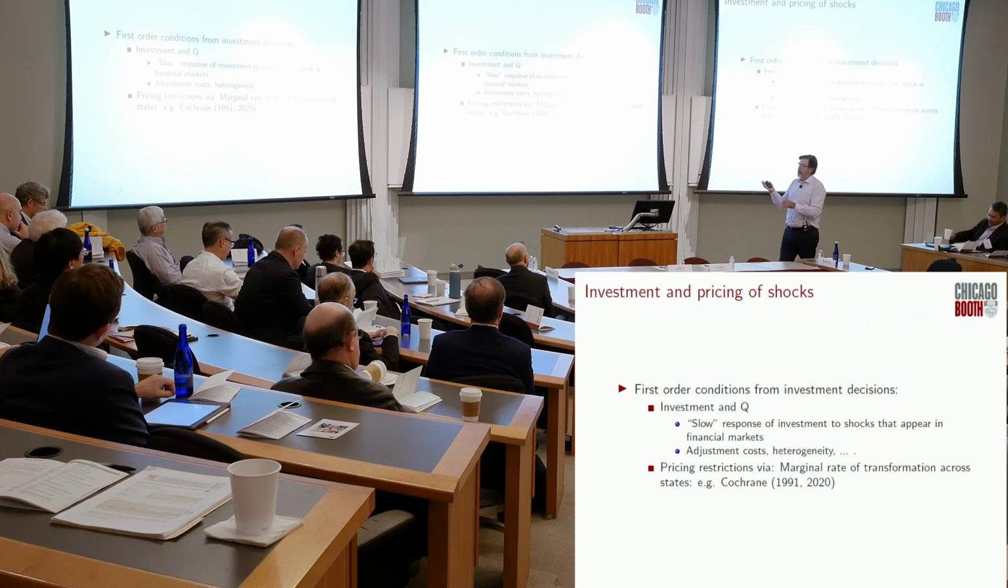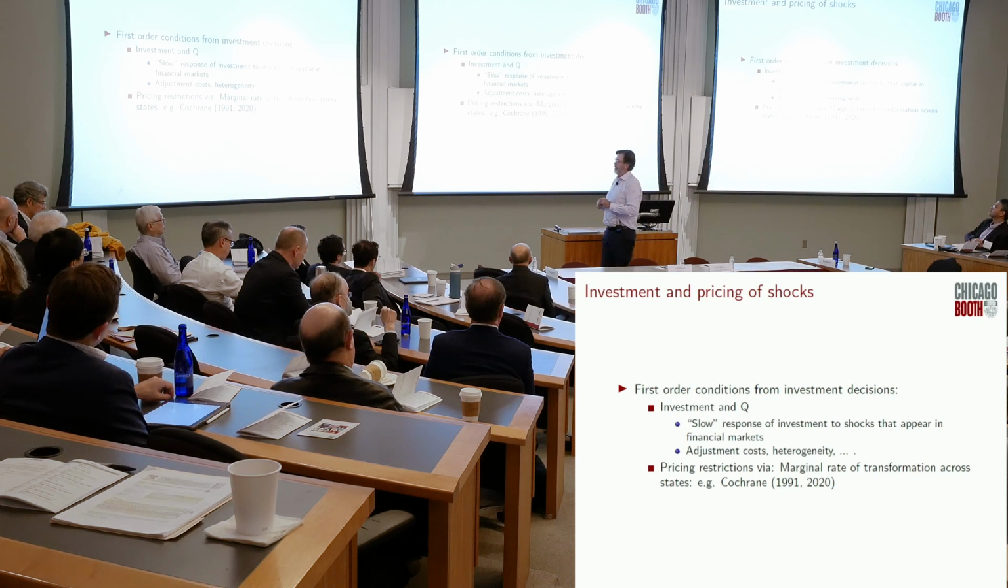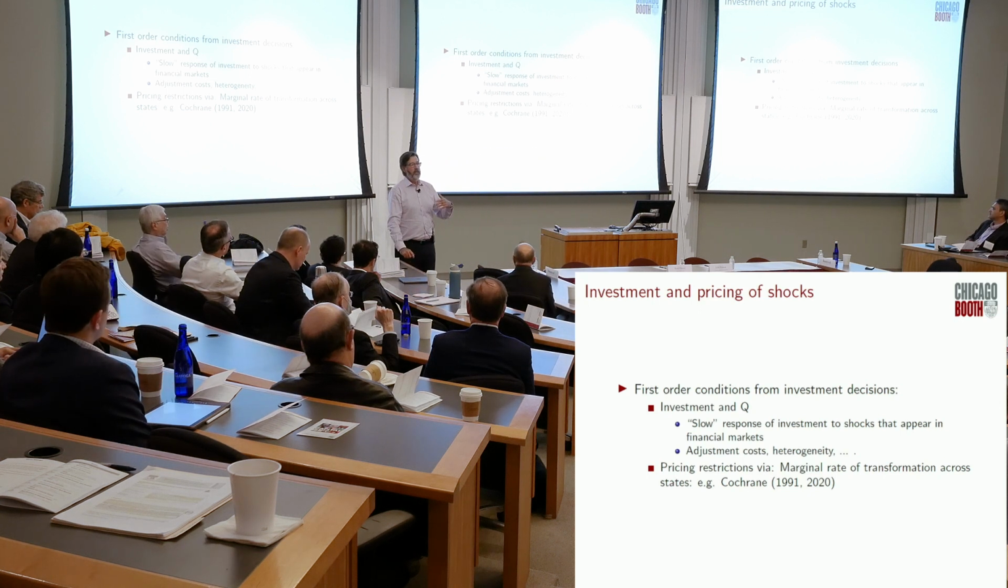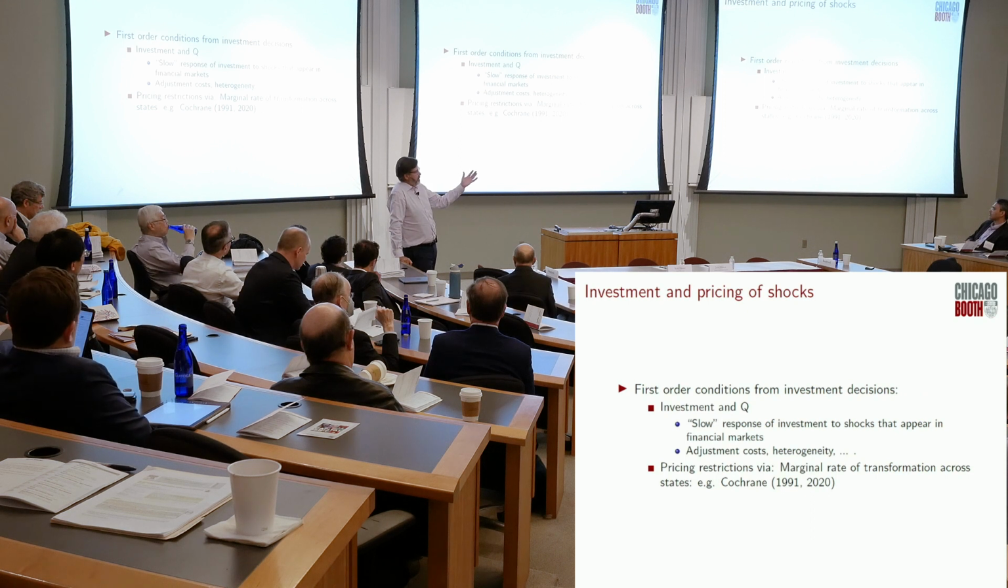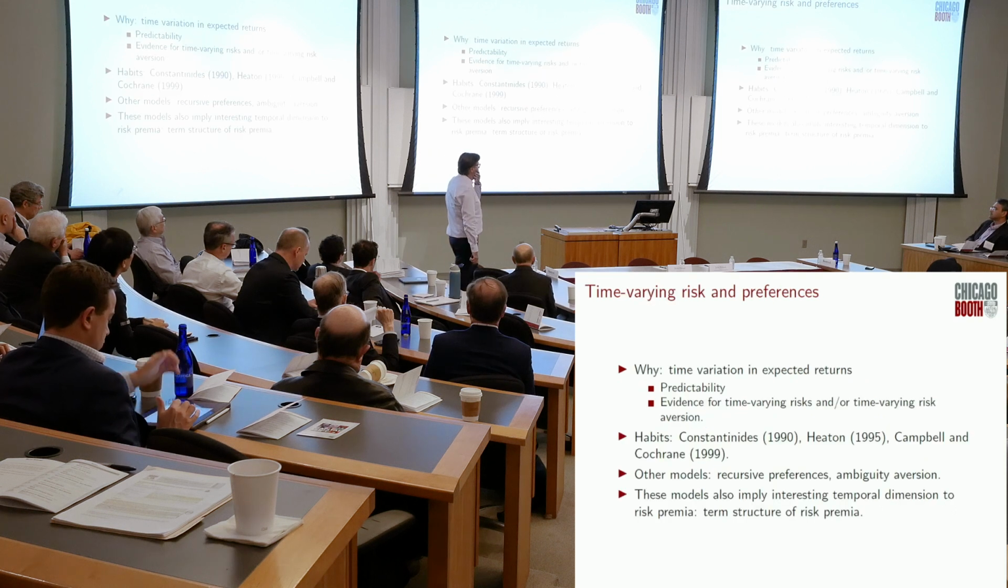By the way, John Cochrane in 1991 and then more recently in 2020 in a paper, he basically says, look, the same idea about marginal rates of transformation over time and potentially across states in the production function gives us an alternative model for pricing, where we link investment behavior, physical investment behavior, to pricing.